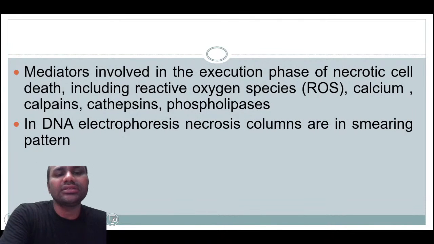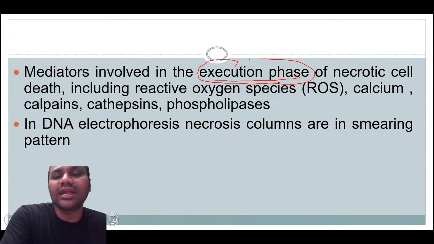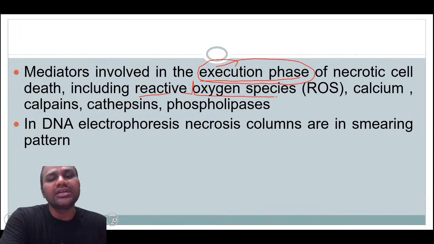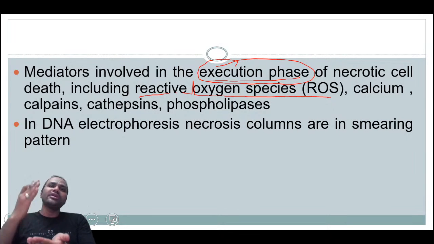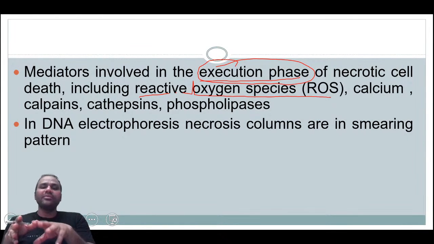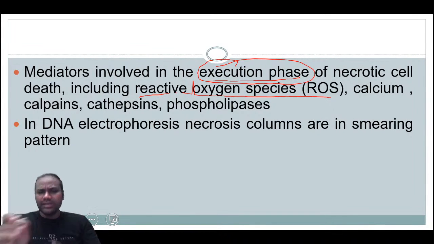What are the mediators involved in the execution phase? The execution phase is mostly for apoptosis, but there are some mediators responsible for necrotic cell death also, like reactive oxygen species or oxidative stress, which will obviously result in injury. Oxidative stress reduces ATP. When ATP is reduced, the same thing happens: ATPase activity falls, calcium entry and sodium increase, and swelling of the cell occurs. The calcium will result in digestion. So the same thing will happen.